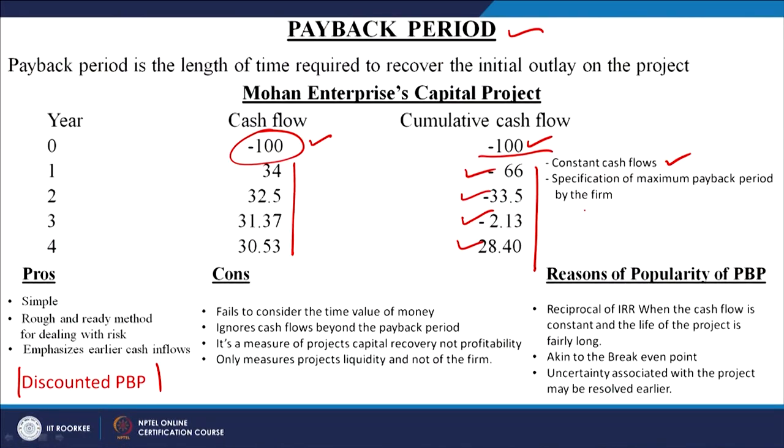So, either you already know those specified years or you have to specify them; both ways it can be done. For example, if we have a specified period of 4 years, we can evaluate the proposal. If any proposal is going to give us the total investment back in 4 years, we are happy, we can go and make the investment in that particular project. So, these two important points are to be borne in mind: constant cash flows and specification of the maximum payback period by the firm. These points are very helpful.